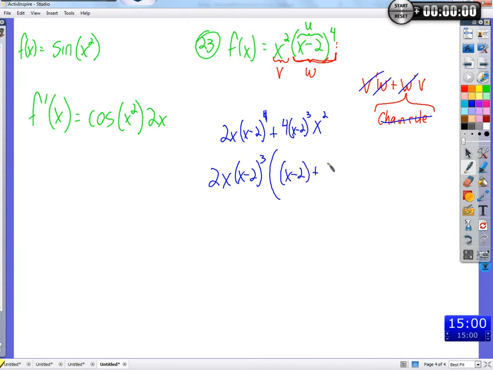Plus, we factored out a 2, so we got 2 left. Factored out an x, so we got x. And we factored out all of these, x minus 2 cubed. So then we could write it like this, 2x times x minus 2 cubed times x plus 2x, so 3x. You can leave it like that, that's fine.